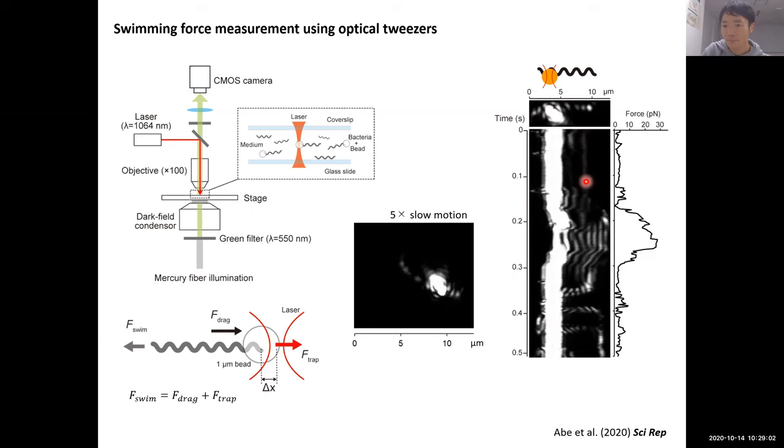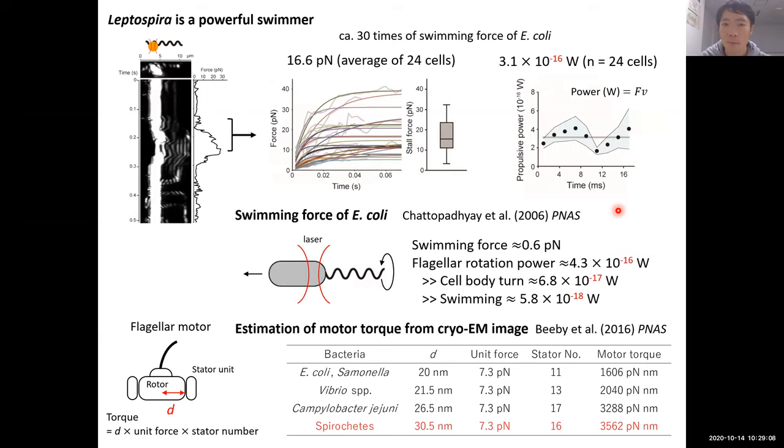Surprisingly, their swimming force was very powerful, a very powerful swimmer. 30 times the swimming force of E. coli, 16 piconewton. This is a very, very hard job. However, my student Keigo Abe is a skilled experimentalist. So he caught swimming Leptospira and measured individual cells, 24 cells. The average is about 60 piconewton.